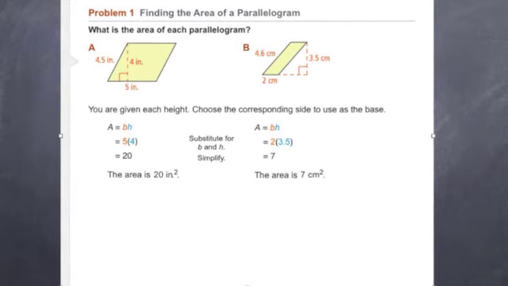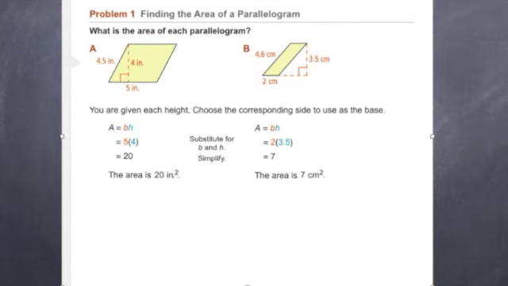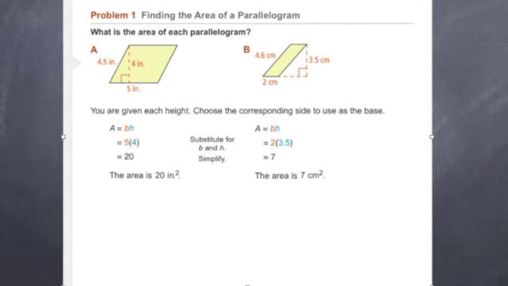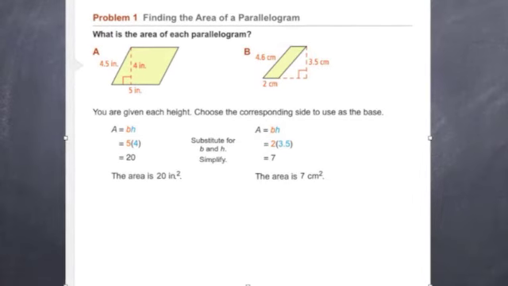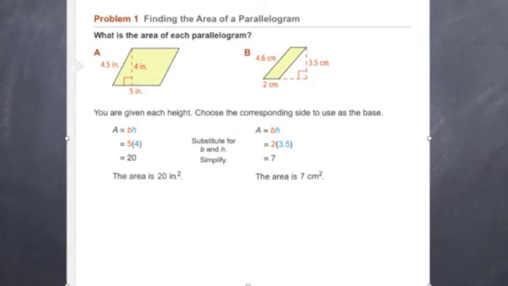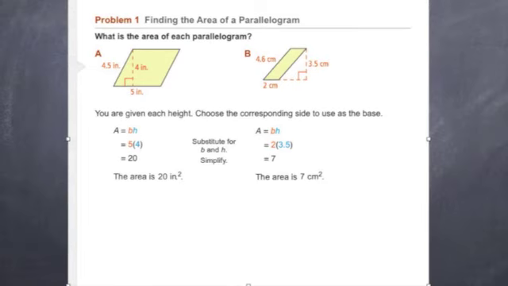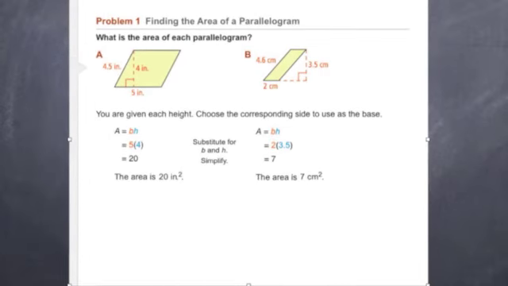For parallelogram B, use the same formula A equals base times height. Substitute the 2 times 3.5, which gives you 7. The area is 7 centimeters squared. This is how you find the area of a parallelogram.